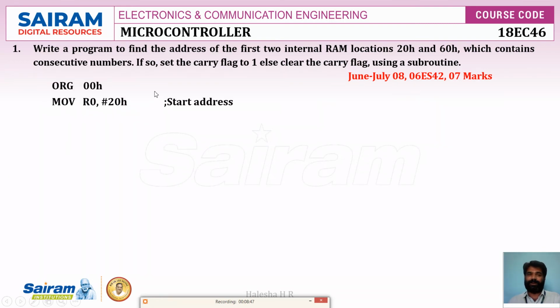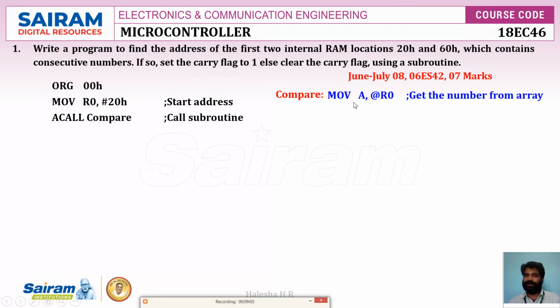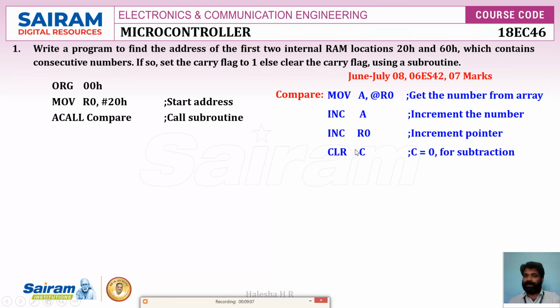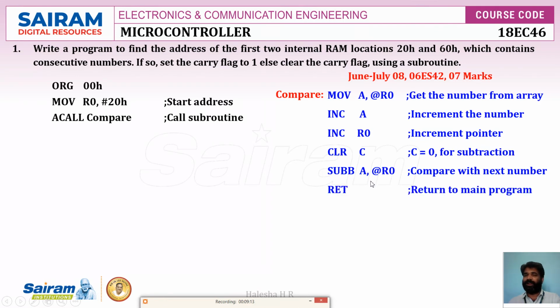The start address is copied to R0. Then just call the compare subroutine. I have named it compare. So whenever this instruction executes, it will go to compare. It will come here, and here we need to do the comparison. How do we do the comparison? First get the number, increment the number, increment the pointer, and for comparison use subtraction. So clear carry, do the subtraction and return.